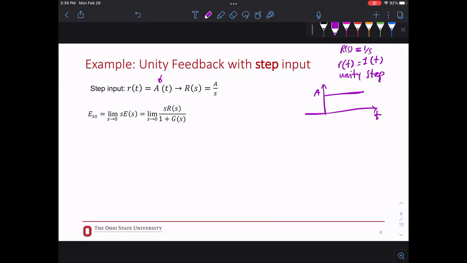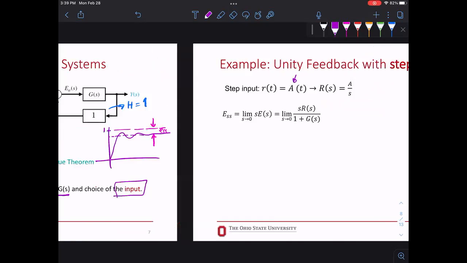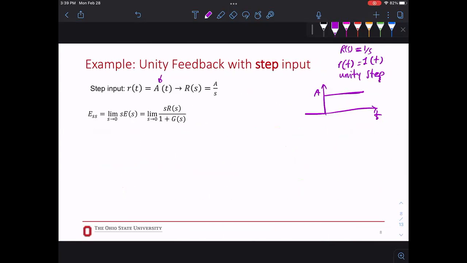These are the conversions you want to remember or be comfortable with, so you don't have to look up the table from time to S domain. All right, so from before, I know my equation is this for unity feedback: limit as S goes to 0 of S times R of S over 1 plus G of S. So let's replace them. R of S is A over S, so we have S times A over S over 1 plus G of S, as S goes to 0. Here I can cancel these two out. So ESS would be, when S goes to 0, A over 1 plus G of 0.